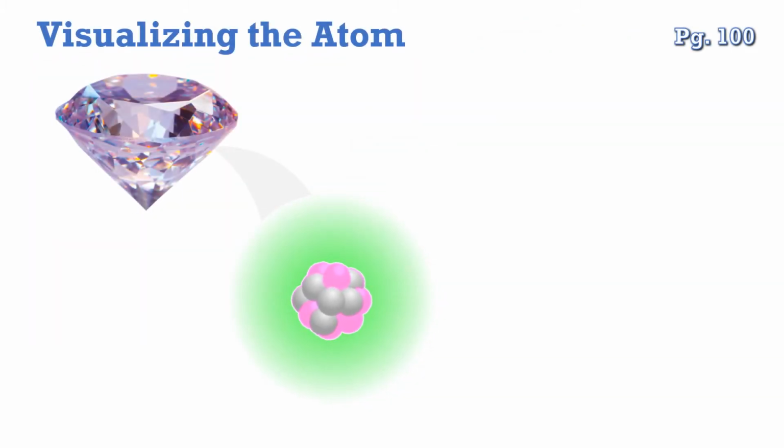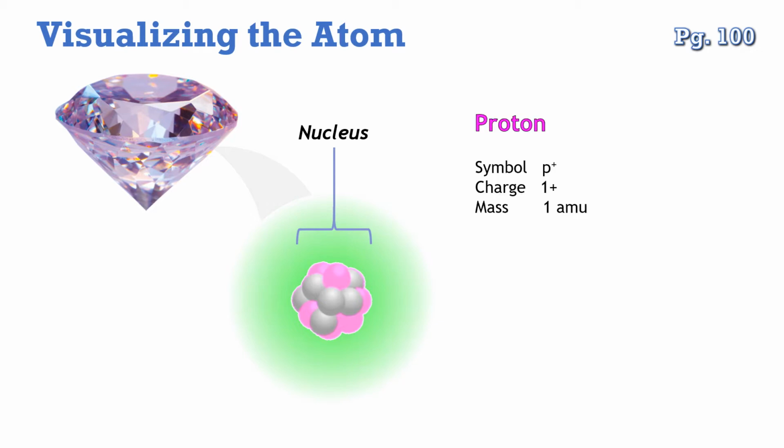So again, from page 100 in our textbook, we can imagine a sample of carbon. One form of carbon is diamond, and we can imagine that we pull out a single carbon atom from that diamond, and that carbon atom, like every other atom, has a nucleus. And the nucleus consists of massive particles, the proton, the positive charge, 1 atomic mass unit, and the neutron, no charge, but also 1 atomic mass unit.